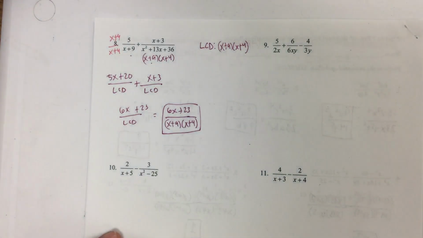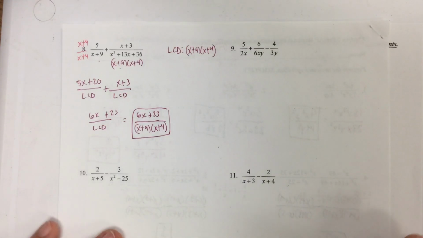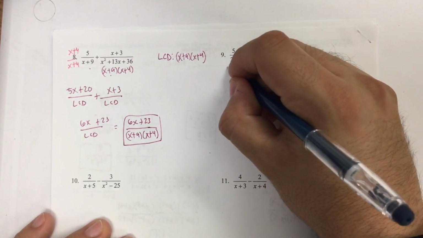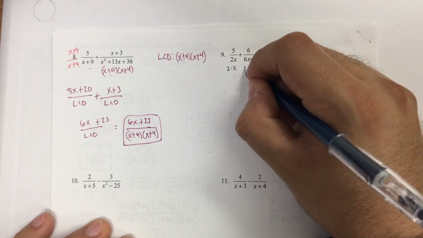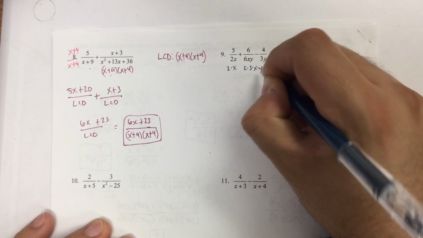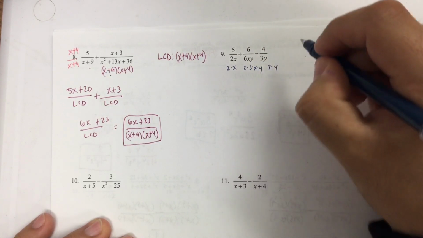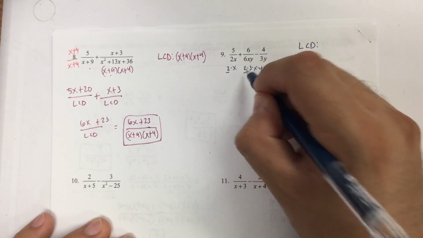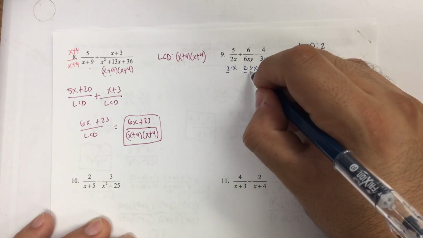All right, for number 9. All right, so for this one here, I'm going to break this down into small factors. So this is 2 times x. This is 2 times 3 times x times y, and this is 3 times y. So for my LCD, what do they have in common? Well, I see they have a 2 in common. I see they have the 3 in common.